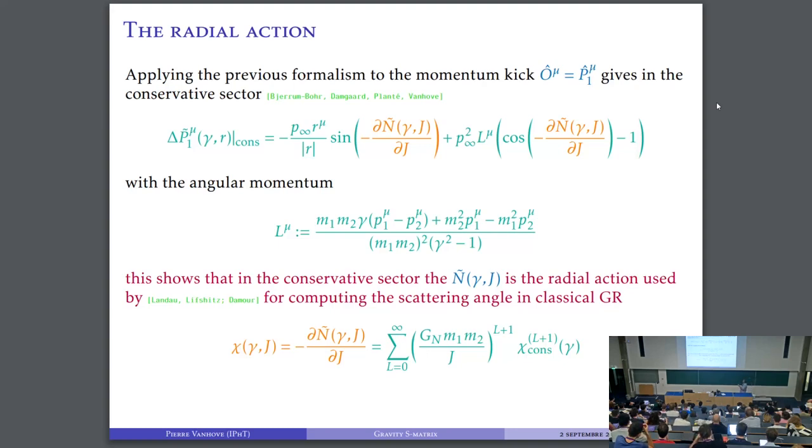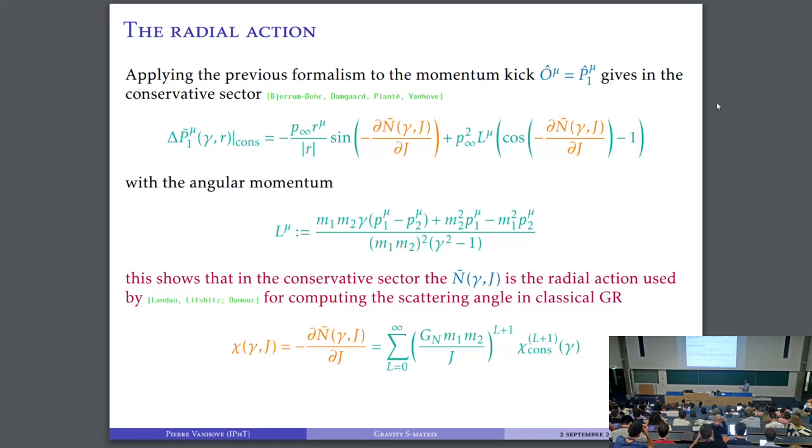So, for example, if you compute an observable that is the momentum kick, you get an expression in the conservative sector. Conservative means I'm not allowing gravitons on the external leg. We have done the computation as well, but for what I want to say, it's not needed. So you get an expression that is there. R is the relative position, L is the angular momentum, and what happens is that you get an expression that involves the derivative of this N operator with respect to the angular momentum.